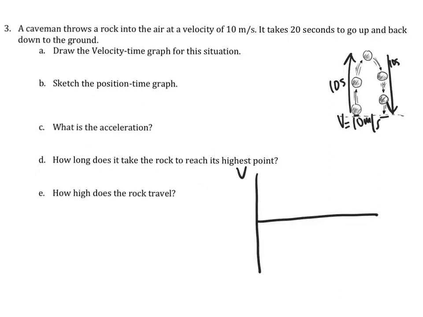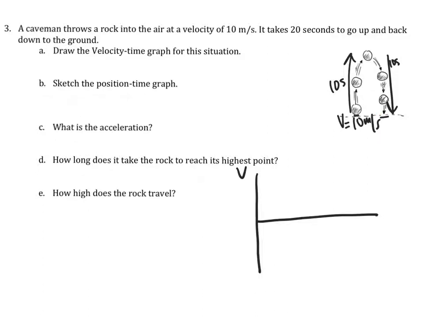So to sketch this one out, we want to show that we are going in the positive direction for the first 10 seconds, the negative direction for the second 10 seconds, because going up we consider positive direction, and down, negative direction. We also want to show the fact that as you throw something in the air, it's going to slow down as it reaches its highest point and then speed back up as it comes down, just like you would if you tossed a ball into the air. So we want to show that in our graph as well.